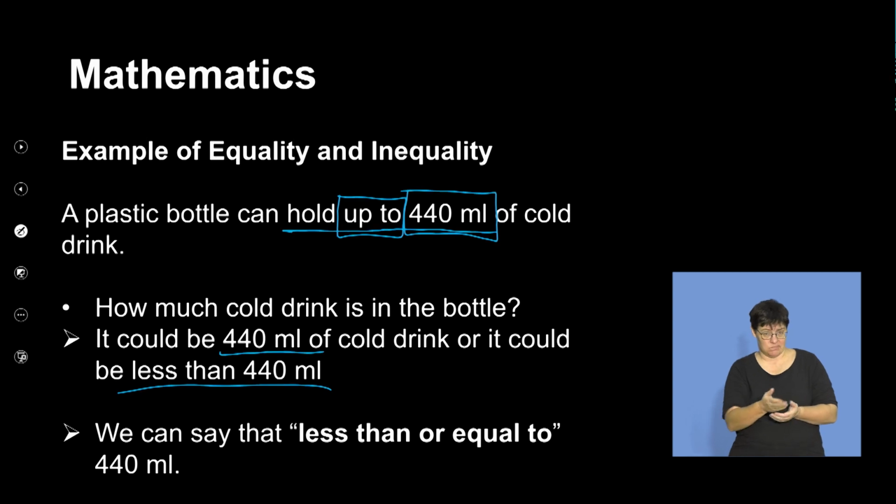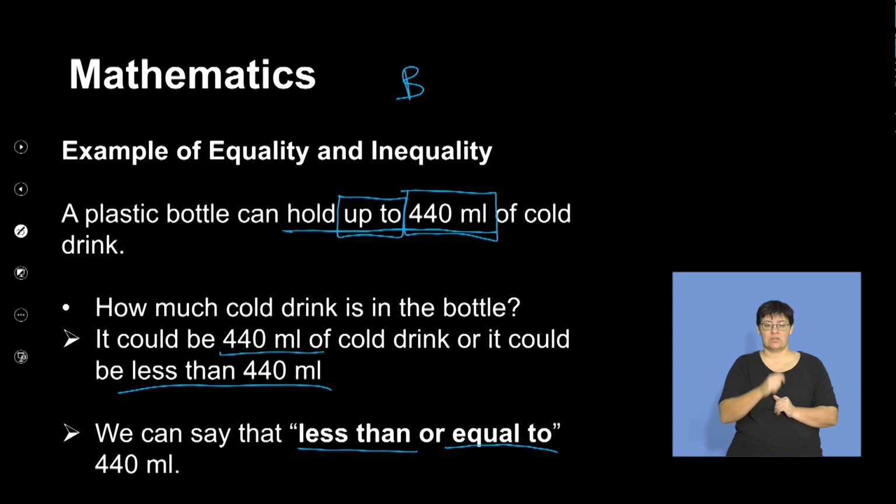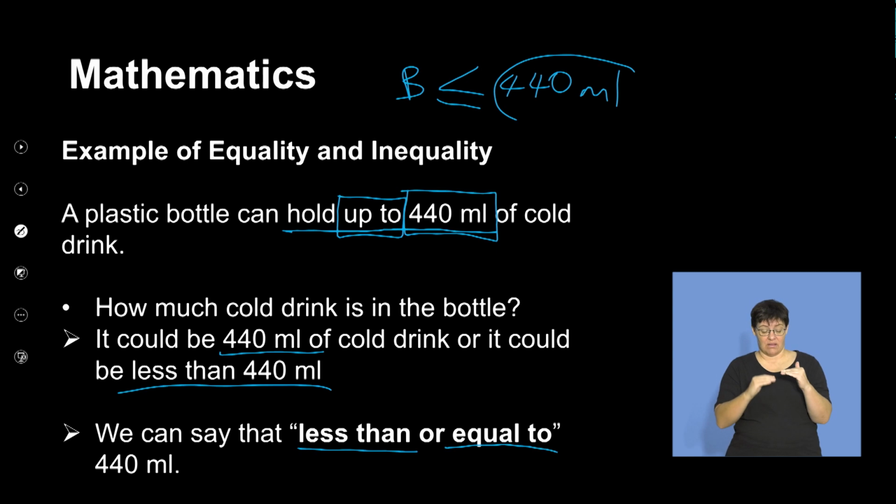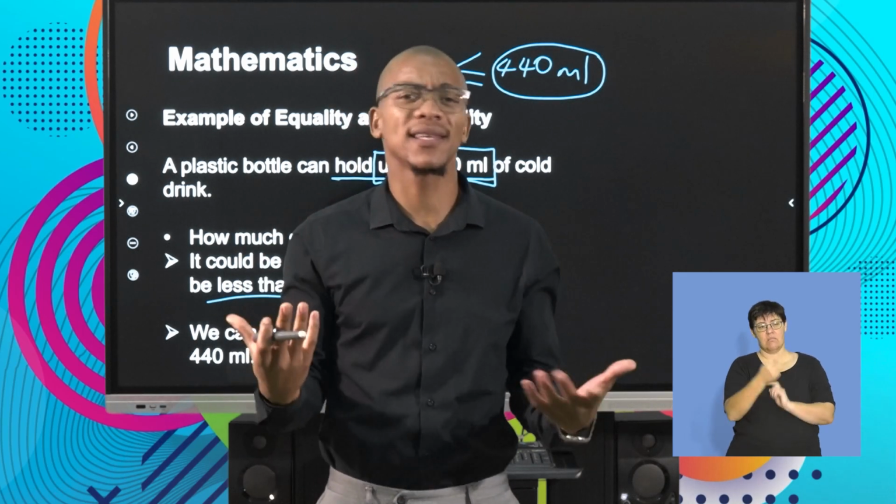Now, we say this mathematically, we say that it is less than or equal to. So I will use B for the bottle, and I will say B is less than or equal to 440 mil. So the bottle can hold either the 440 or anything less than the 440. So that's just a typical example of how you can think about this.